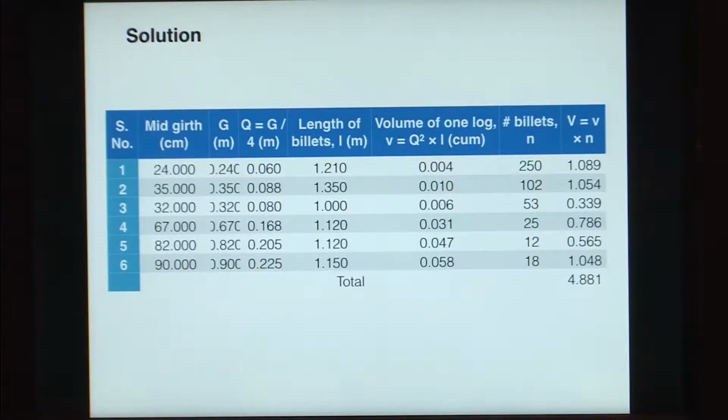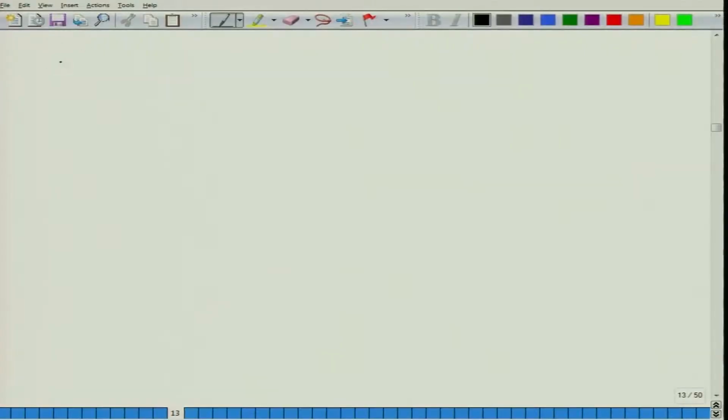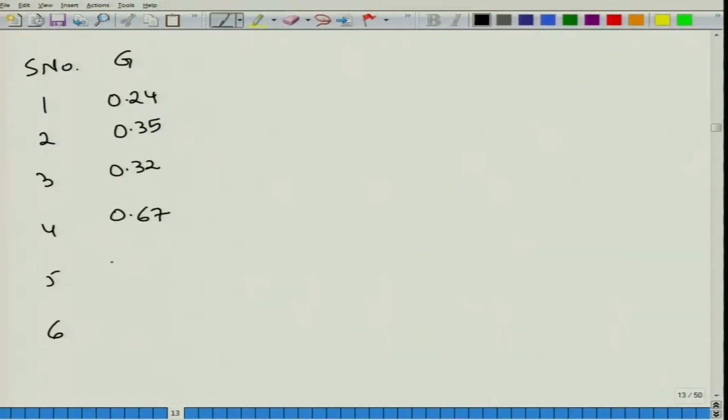So, let us now try to do this problem by hand. We are given that the serial number goes from 1, 2, 3, 4, 5 and 6. Now, the middle girth, that is G, if we write it in meters, it becomes 0.24, 0.35, 0.32, 0.67, 0.82 and 0.9 meters. So, this is G in meters.